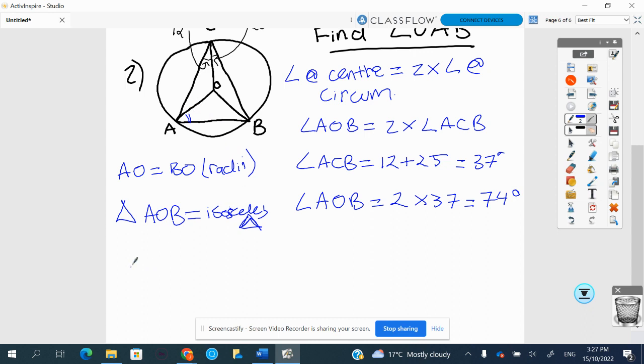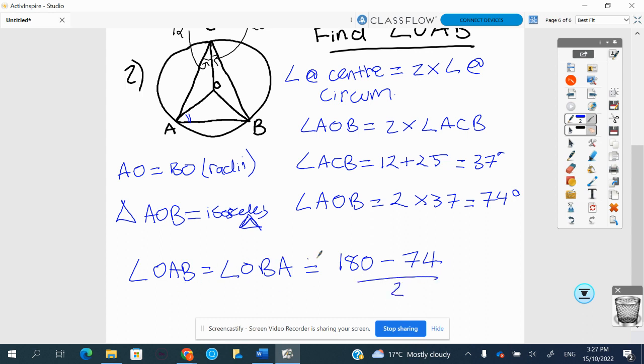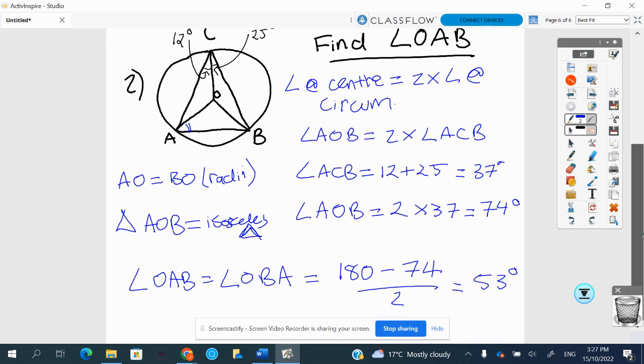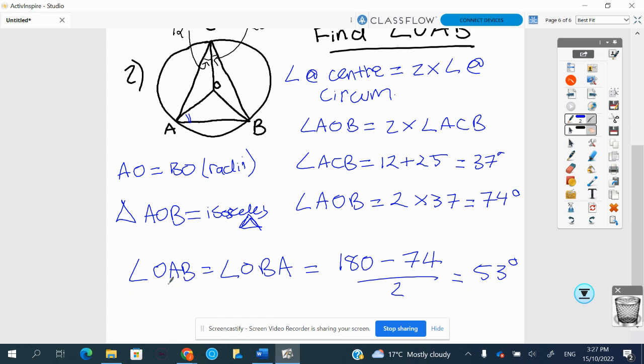If it's an isosceles triangle, that means that angle OAB must be equal to angle OBA, and they both must be equal to, if the angle sum of a triangle is 180 degrees, 180 minus this angle that we've already found, 74, and then divide by 2 so that we have the two angles. So each angle will be 53 degrees. And does that answer our question? We were after angle OAB. OAB is 53 degrees.